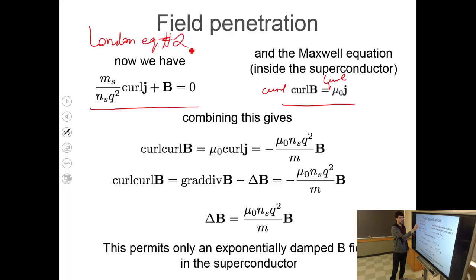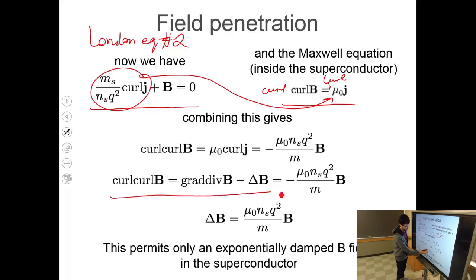London equation number 2 gives us the connection between curl J and B. So we take this curl J, and we plug it into here, and we get this equation. The gradient of the divergence is equal to 0. That's always 0. So this term disappears. So we have this equation that connects basically the second derivative of the field to the field. So that's a differential equation.